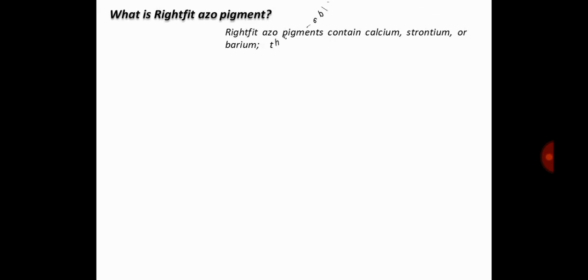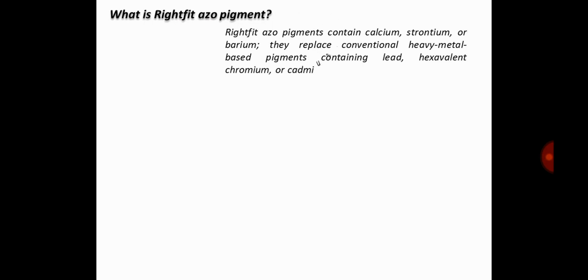Now the next important question is what is Right Fit azopigment? Right Fit azopigments contain calcium, strontium or barium. They replace conventional heavy metal based pigments containing lead or hexavalent chromium or cadmium.